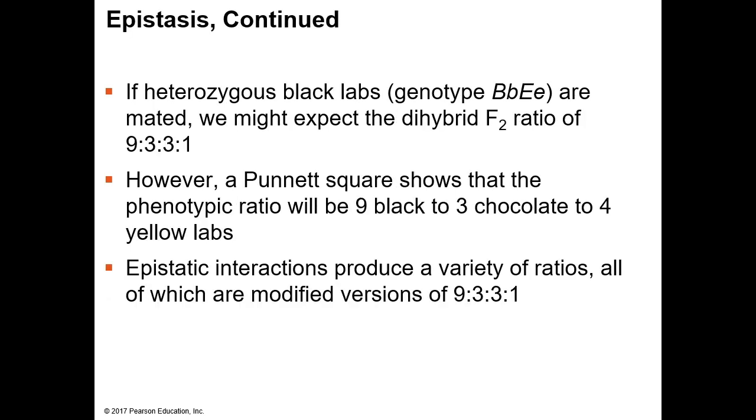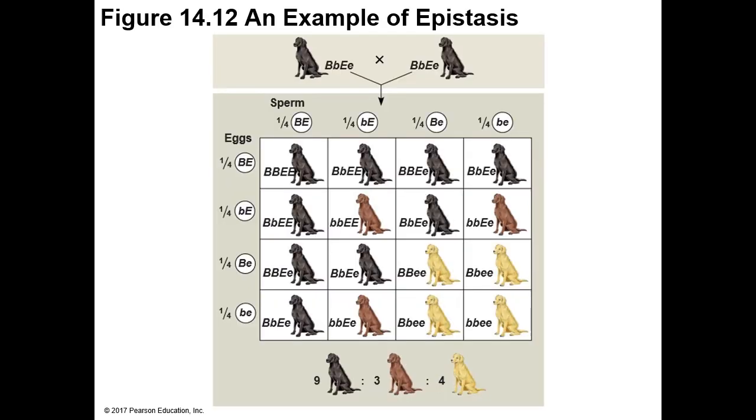If heterozygous black labs, genotype BbEe, are mated, we might expect the dihybrid F2 ratio of 9:3:3:1, as we saw earlier. However, a Punnett square shows that the phenotypic ratio will be 9 black to 3 chocolate to 4 yellow labs. Epistatic interactions produce a variety of ratios, all of which are modified versions of 9:3:3:1. So here we see the departure from the 9:3:3:1 ratio we would expect in a dihybrid cross due to epistasis.